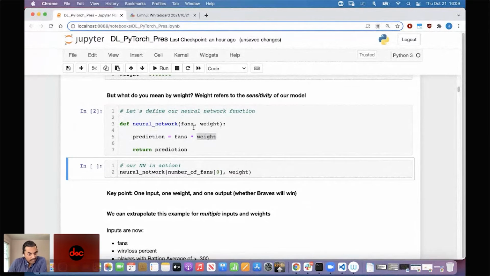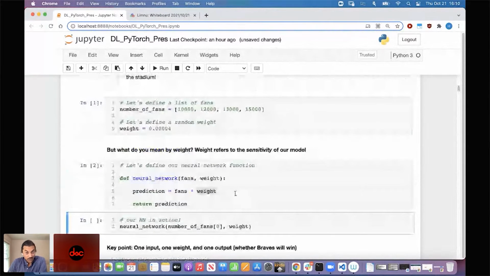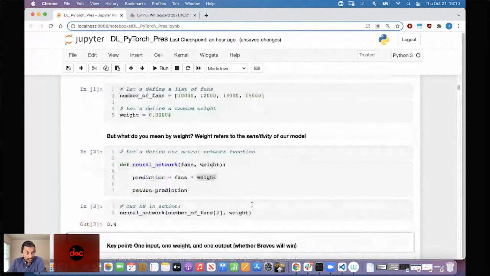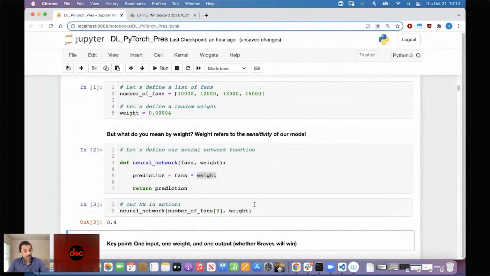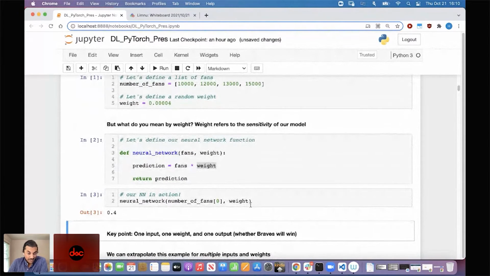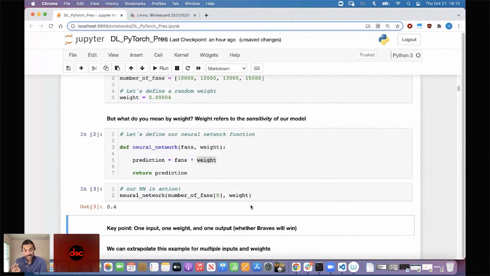So let's go ahead and see what this very basic neural network looks like. Let's just take this first example. We have 10,000 fans, and a weight that looks like 0.0004, if I'm reading correctly. Yep. So what this is saying is our neural network, according to these parameters, has a 40% prediction. It's not that great, but the key point I want you to take from this is that in a neural network, you have one input, you have a weight, and you have an output.